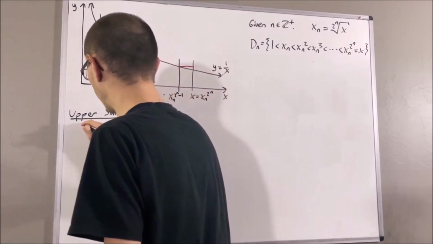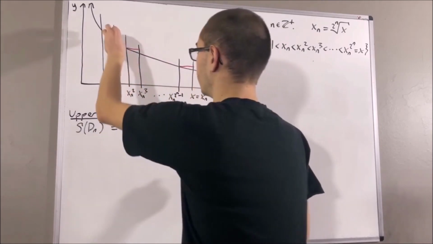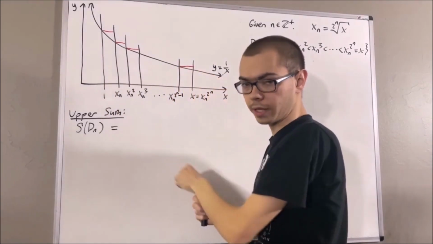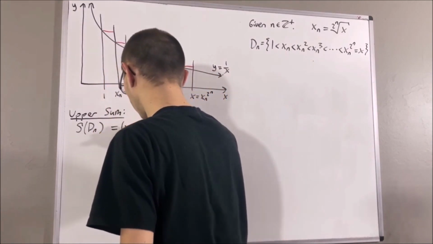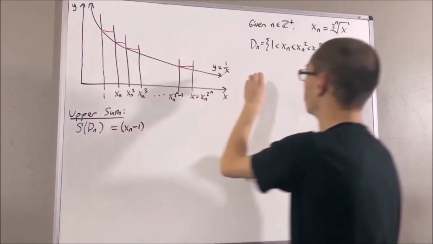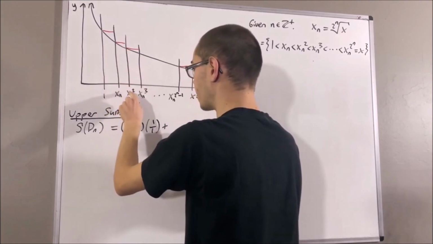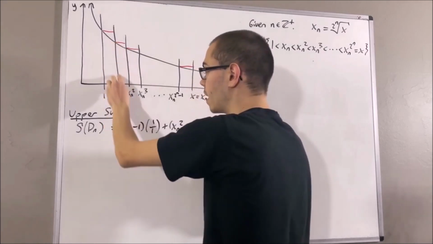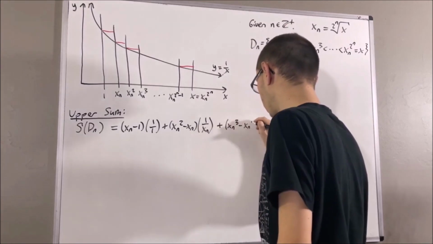The upper sum I'll denote by capital S of d_n, and now we're going to add up the total area of all 2 to the power of n of these rectangles. For the first rectangle, the width is x_n minus 1, the height is the output value of the function at this point, which is 1 over 1. And for the second rectangle, the width is x_n squared minus x_n. The height is the output value at x_n, which is 1 over x_n, and so on.